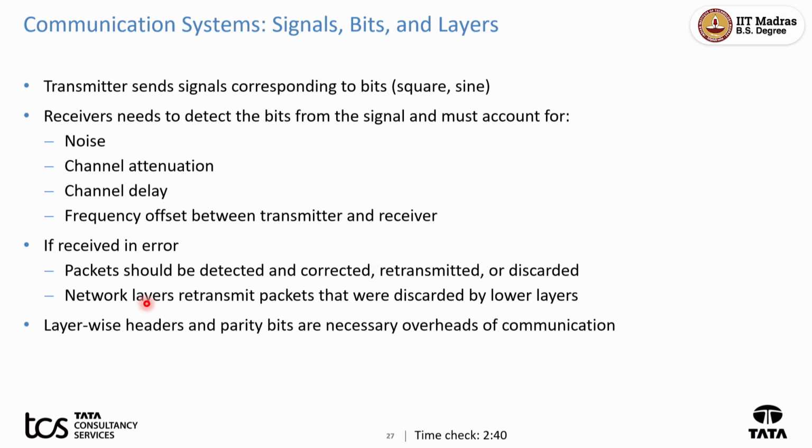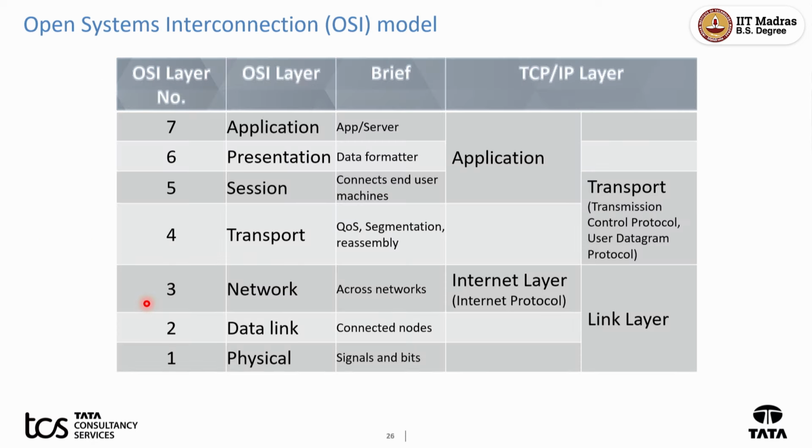I said packets should be detected, corrected, retransmitted or discarded. Network layers retransmit packets that are discarded. So if a lower layer misses and says I have given up on this packet, you retransmit at the higher layer. It may have come from some big file, and part of that file failed. The FTP protocol already makes it into chunks, I think. It will retransmit that chunk if something below that fails.